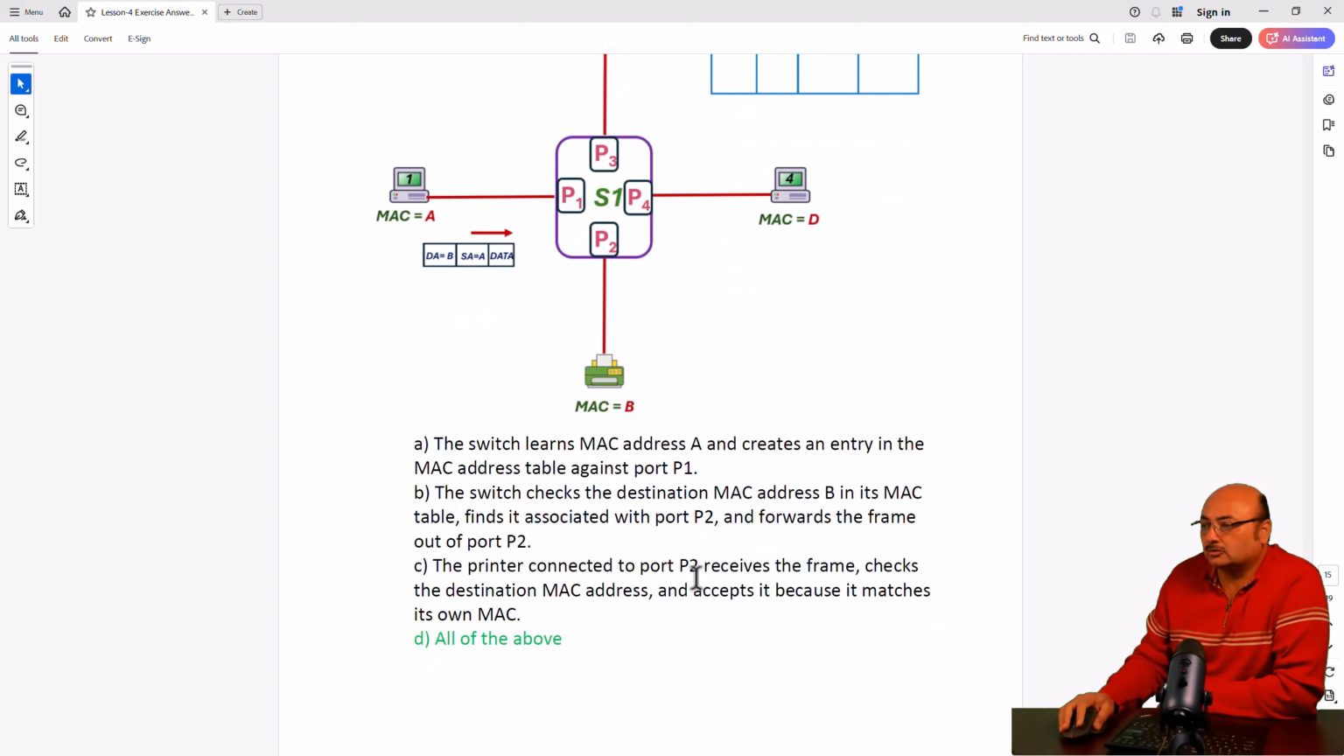The printer connected to port P2 receives the frame and checks the destination MAC address. Since the destination address is B and its own address is also B, it will accept it. And hence all the three options A, B, C are correct, and that is why option D is the best.